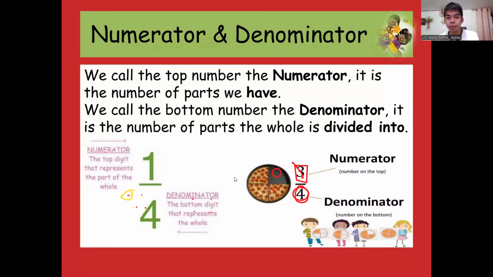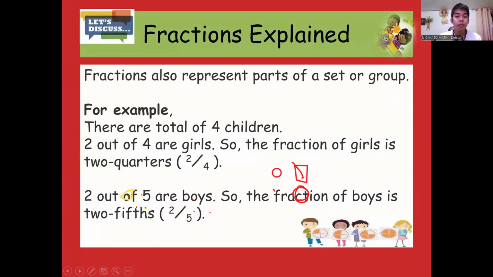Next. Now, fractions also represent part of a set or a group. For example, there are a total of 4 children, and 2 out of 4 are girls. So the fraction of girls is 2 quarters, 2 out of 4. So we have this one, which represents the part of the whole, 2, and 4 as the whole, the total number.